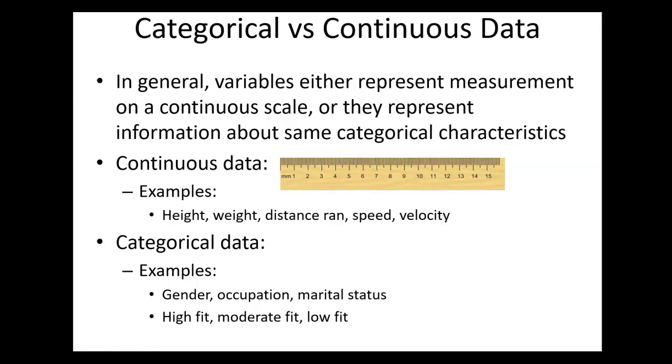Now we'll compare categorical data to continuous data. In general, variables either represent measurements on a continuous scale or they represent information about the same categorical characteristics. So we talked about that. Continuous data might be height, weight, distance ran, speed, or velocity. And categorical data might include things such as gender, occupation, or marital status.